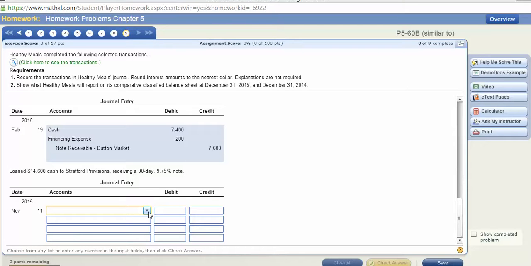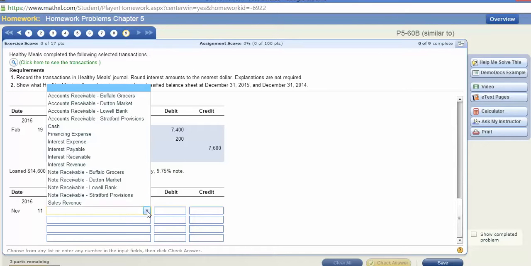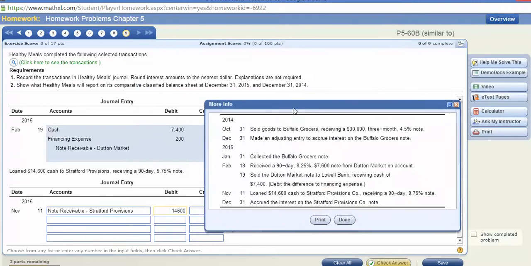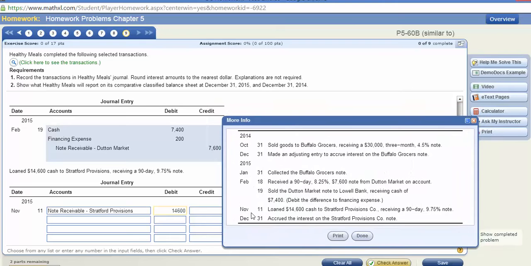We know we're going to have a note receivable from Stratford. So we'll get our notes receivable there. And what we're going to be due is $14,600. Notice we're not doing any kind of interest or anything like this, because right now all we're accounting for is this event. November 11th, loaned cash, shoved it across the table, got a note back. At that point, nothing has been earned. Nothing has been accrued. Okay?